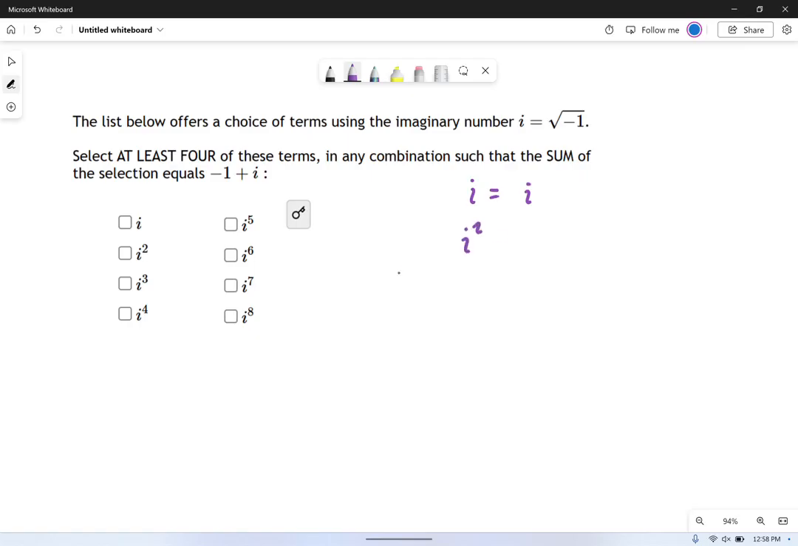And i squared is equal to i times i. Because it's the square root of -1, any square root times itself is just the radicand. So i times i is -1. Okay, well that's interesting. i cubed is simply i times i squared, which means this becomes -1 times i, in other words, negative i. And i to the fourth equals i squared times i squared, which means -1 times -1, which is 1.